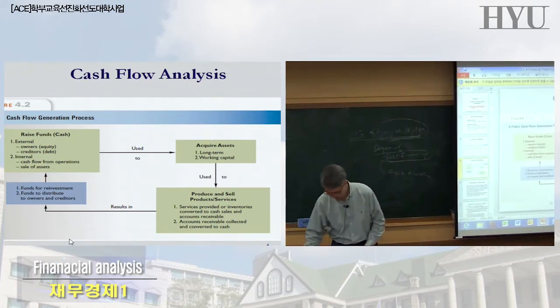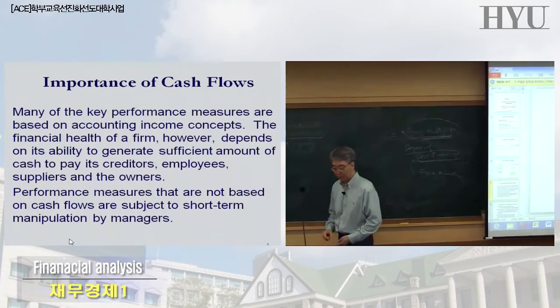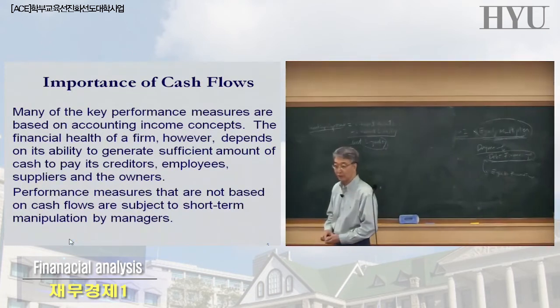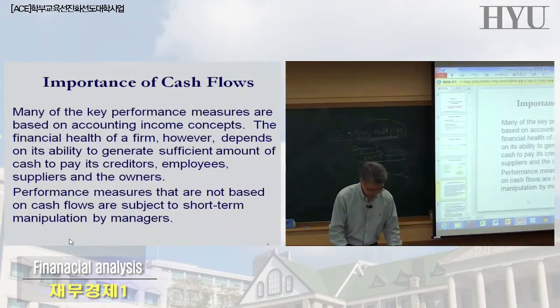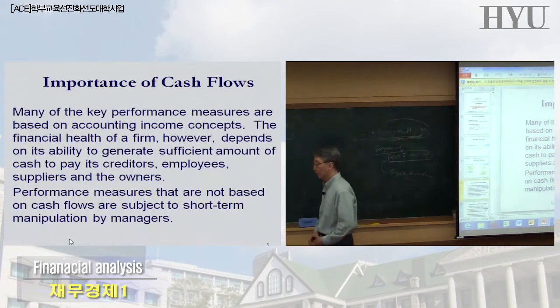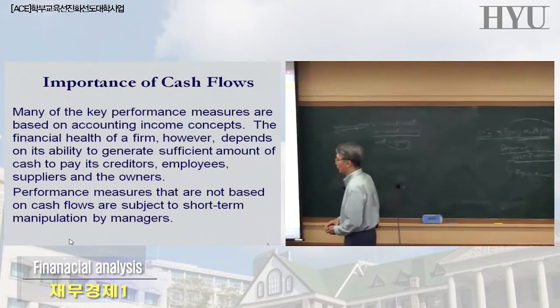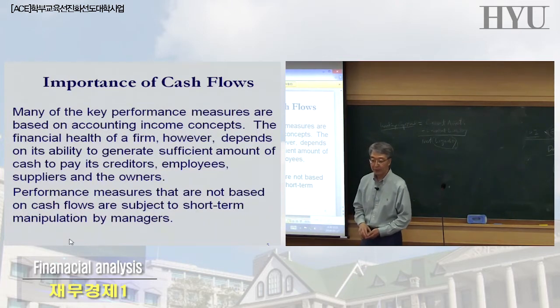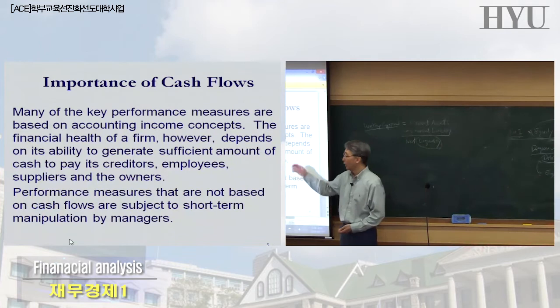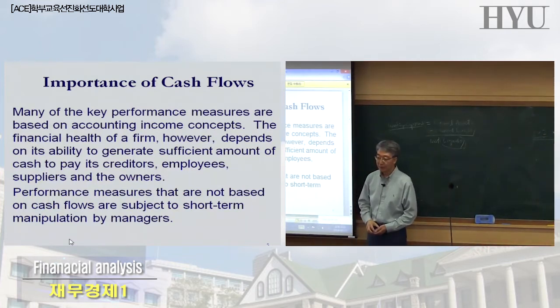And this is probably redundant. I already emphasized the importance of cash flows. But since this chapter is about cash circulation and cash flow, let's just talk about it once again. A lot of the key performance measures that we talked about in Chapter 3, a lot of those financial ratios are accounting-based. And accounting-based measures have very significant weaknesses.